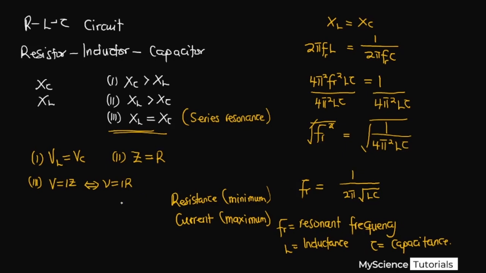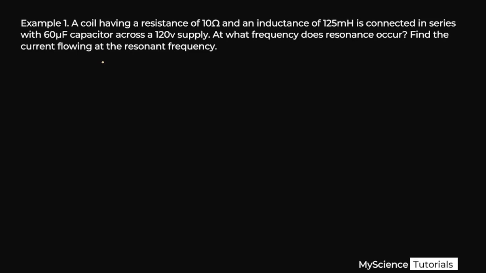So let's go ahead and look at some questions to see how we use resonant frequency in calculation. Okay, so we have example number 1. A coil of resistance 10 ohms and an inductance of 125 millihenry is connected in series with a 60 microfarad capacitor across a 120 volt supply. At what frequency does the resonance occur? Find the current flowing at that resonant frequency. Very good. This is straightforward and pretty easy. So let's write down our solution.